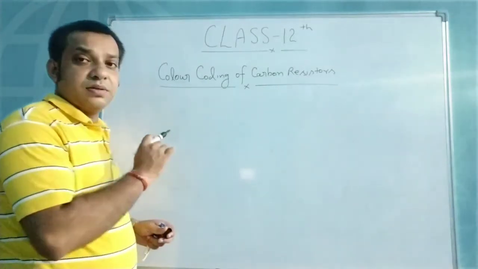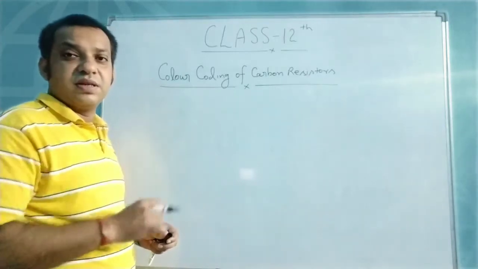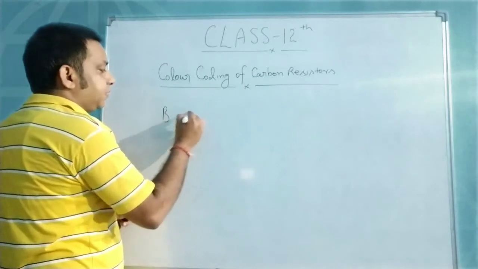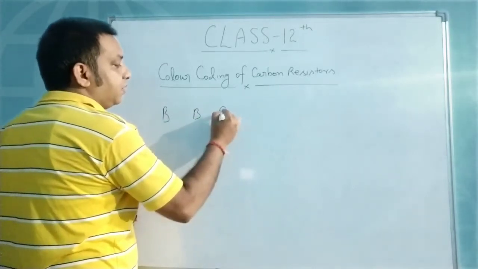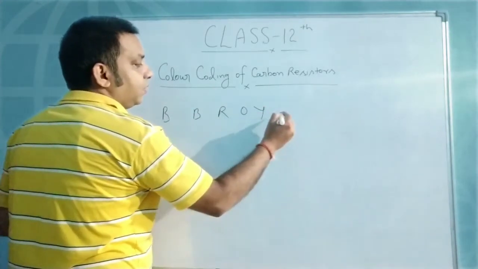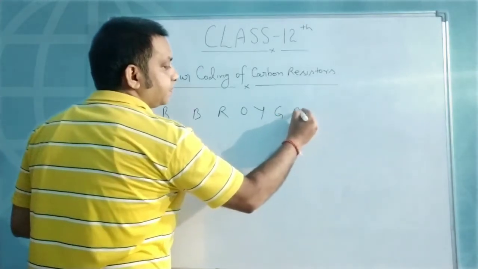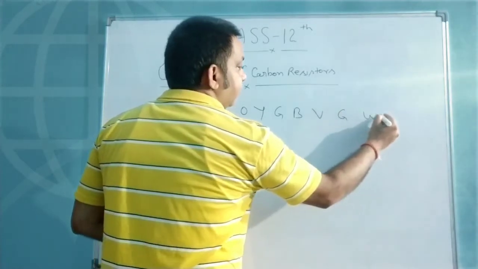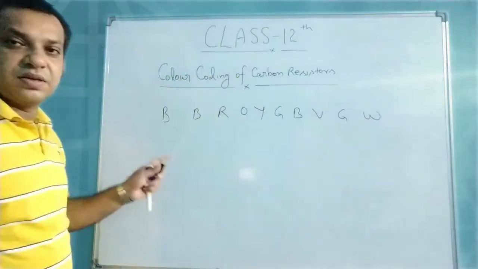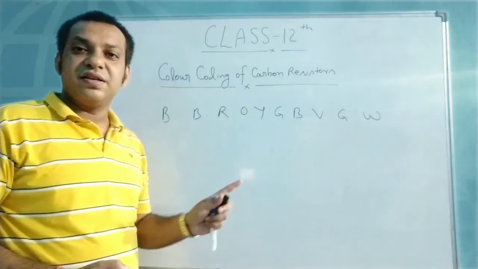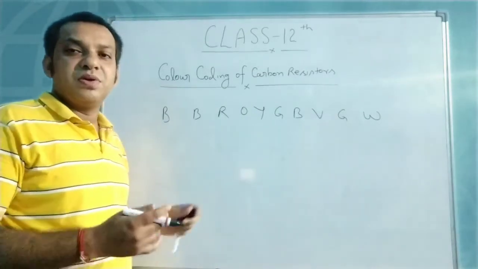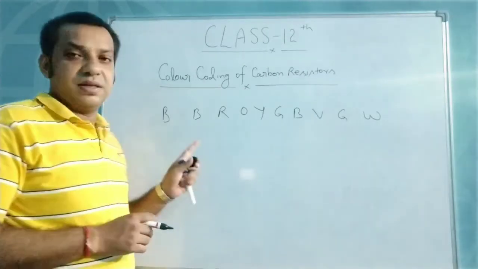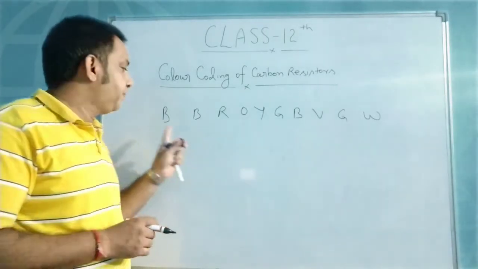So first I am writing the color sequence for the color coding. I am using a very funny statement to memorize it: B.B. Roy of Great Britain has very good wife. This is the sequence. A few students will say, sir, you are saying a sentence but you are writing the alphabet. Because it is a sentence, I am writing the initials of the words here.